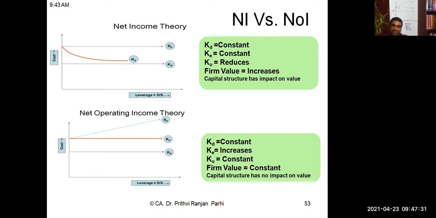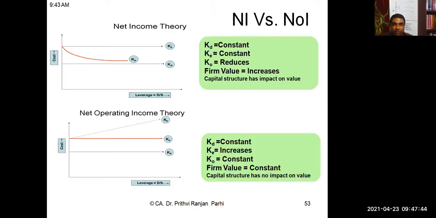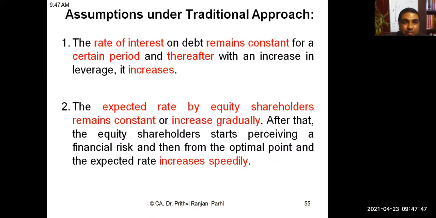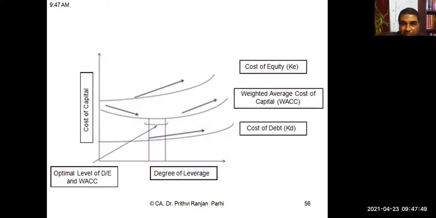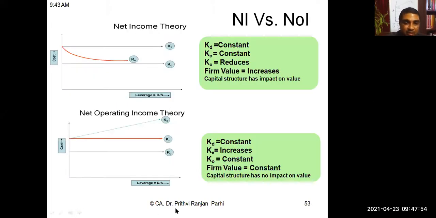Did you understand this? Yes, sir. Good. Now, if you have understood, then we can move to the next theory, which is the traditional approach. We'll be learning it in our next class. But at this stage, let me tell you, this is somehow a mixture of both the theories. That means to some extent net income theory will be applicable, and maybe beyond that, net operating income theory will be applicable.